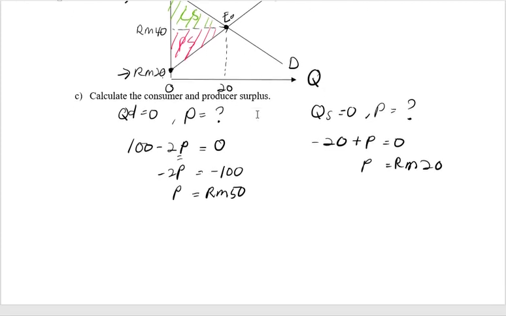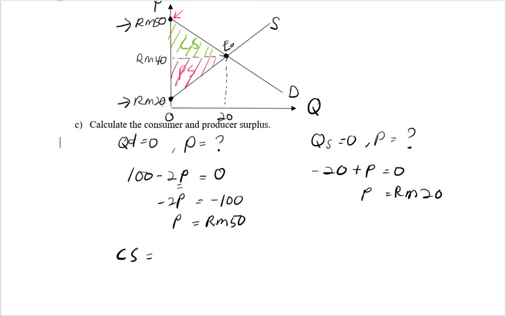So the area of consumer surplus is the top one. The height is 50 minus 40, and the base is 0 to 20. So 1 over 2 times height, which is 50 minus 40, times base, which is 20. So the consumer surplus equals RM100.